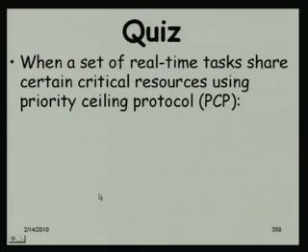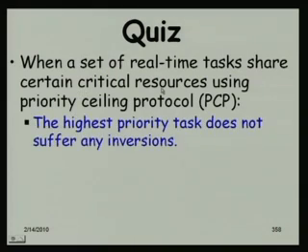Now, let me just ask a few simple questions, just to check whether you are following what we are doing. Just listen to this statement. When a set of real time tasks share a certain critical resource using the priority ceiling protocol, the highest priority task does not suffer any inversions. Do you agree with this? Yes or no?